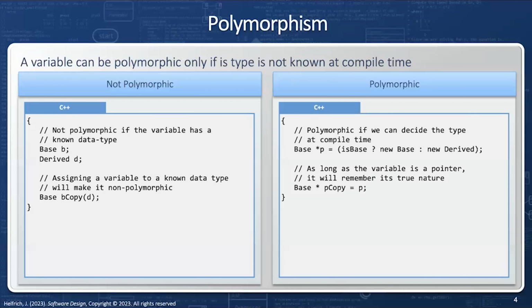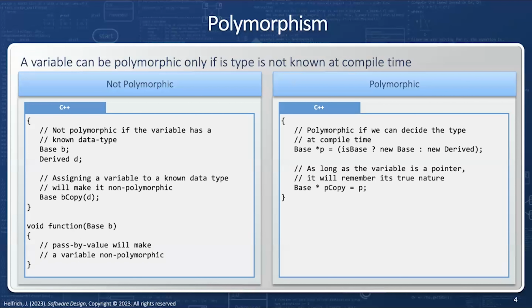In the polymorphic example, I'm going to point bcopy to the base. And notice how in my polymorphic example, I can decide whether I'm base or derived at runtime. I don't have to do it at compile time. And now, what is the data type of bcopy? Well, it could be a pointer to a base, or it could be a pointer to derived. We don't know at compile time, but we do know at runtime. And so if I break into the debugger, I will notice that p copy might just be a derived type.